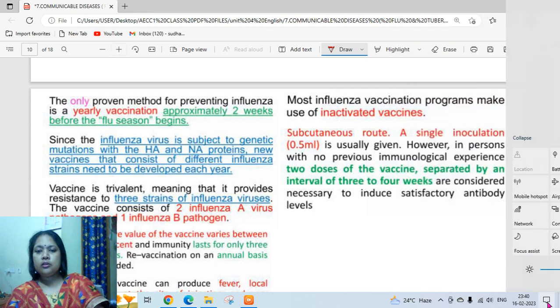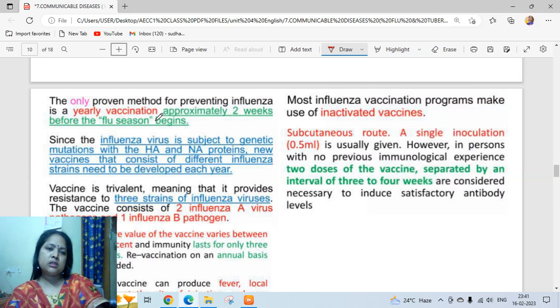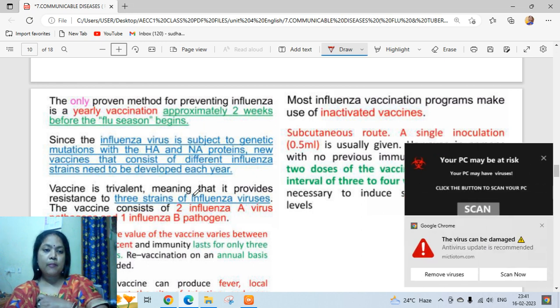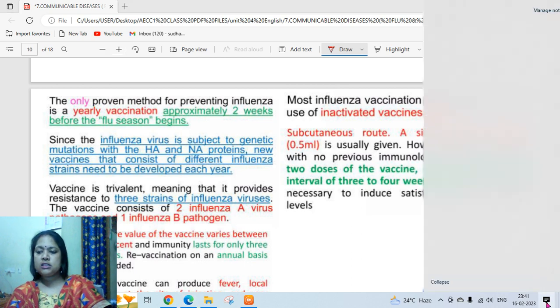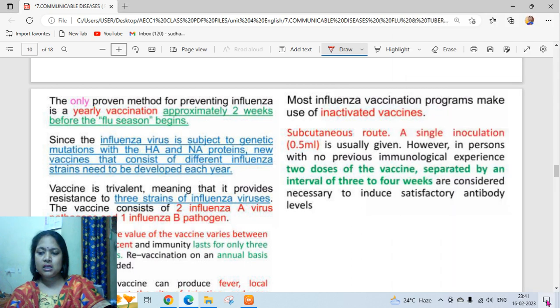So the method to prevent influenza is vaccination approximately 2 weeks before the flu season begins. Generally there is one season when flu begins, so before the beginning of the flu season, you have to take proper vaccination.